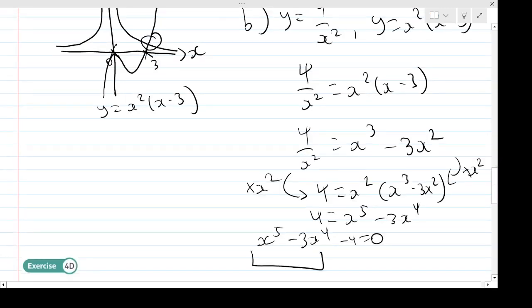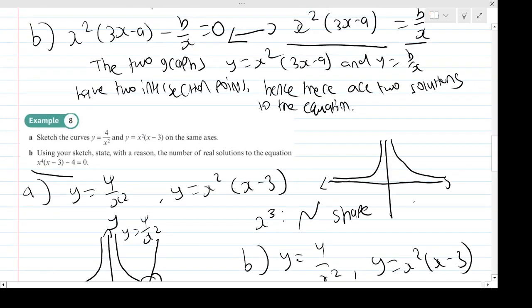Well, I can see x to the 4 is common in both, so I can then say x to the 4 of x minus 3 minus 4 equals 0. Okay. How does that compare? Well, it's exactly the same now. I get x to the 4, x minus 3 minus 4 equals 0.